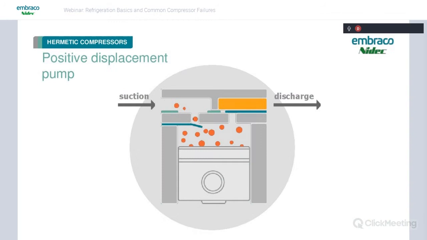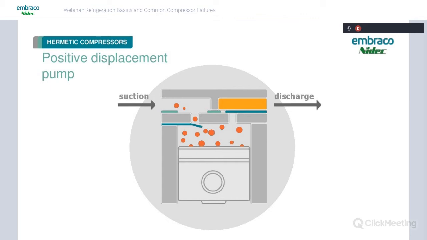So a little bit about that positive displacement pump. Basically, you have a piston and a cylinder, just like a piston and cylinder inside a car. It's going to draw in suction gas on the downstroke, provide compression on the upstroke, and then the discharge valves are going to deflect to provide compression. It's a positive displacement pump, and what this means is anything that this pump pulls in is going to try to compress.